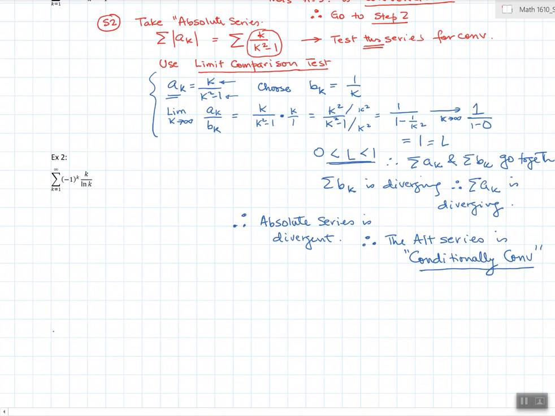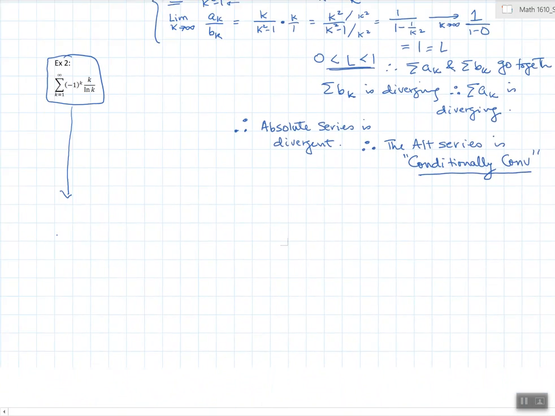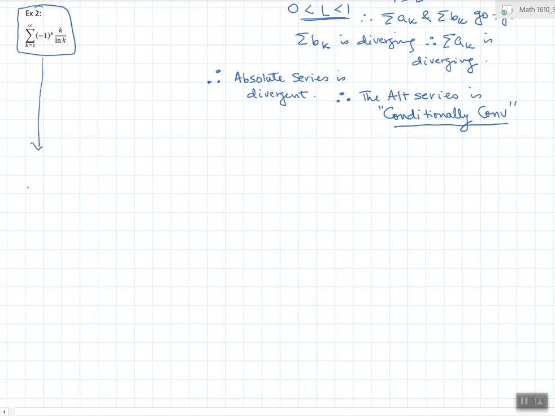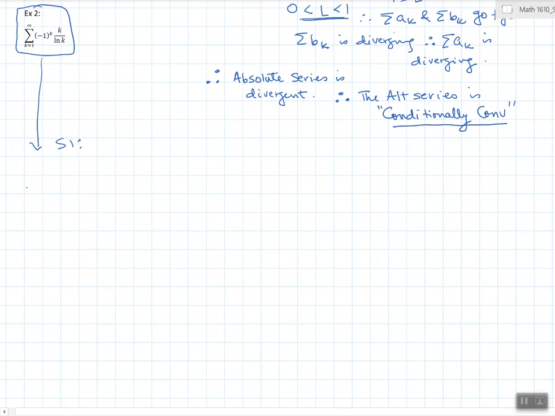Okay, let's continue with the next example. So we are looking at this example. Again, it's an alternating series. So step 1, we are going to use the alternating series test. This test consists of two parts, two tests. So test 1 is to check if the limit of the terms AK is 0. So you have to check whether it is 0.